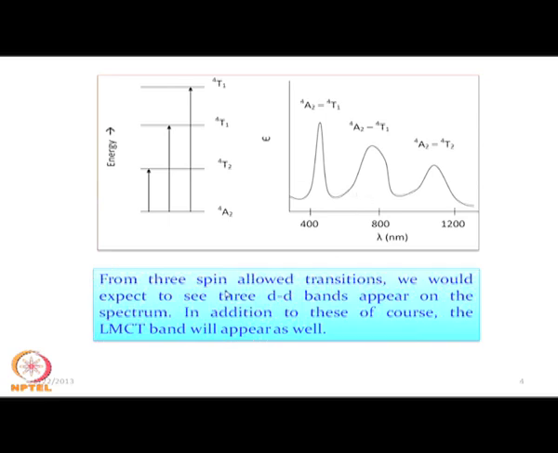So, from these three spin allowed transitions, we are getting all three transitions, these are all spin allowed transitions, and we expect 3 d-d bands to appear in the spectrum. Theoretically also, if we know the corresponding electronic configuration in the octahedral crystal field, immediately we can predict the number of d-d bands we can experimentally get if we measure the compound in solution.